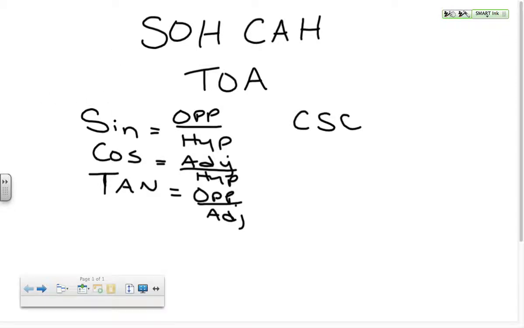There is not actually a cosecant button on your calculator, so you will have to use something else, okay? The cosecant is actually the reciprocal of the sine, so it's 1 over the sine, which is the best way to do this if you are performing calculations in the calculator. 1 over the sine is the same thing as the hypotenuse over the opposite, okay?